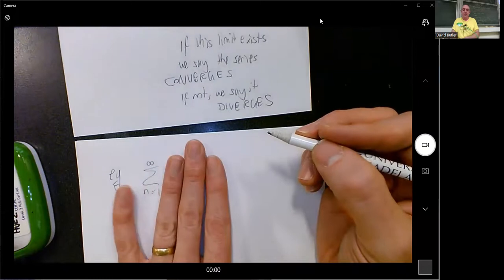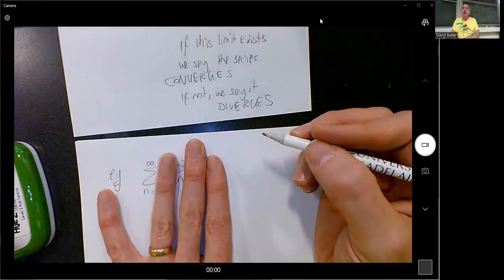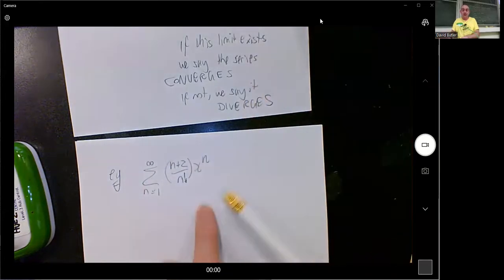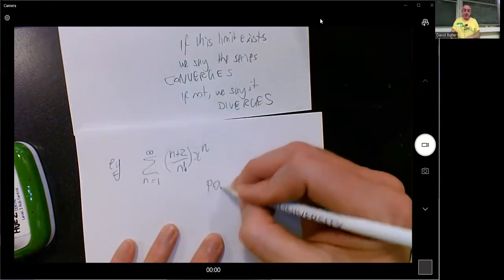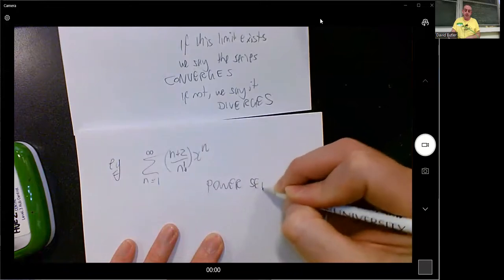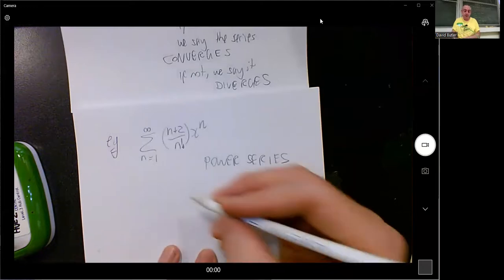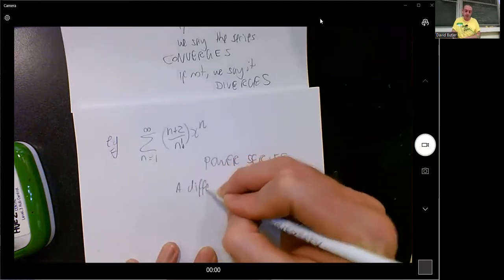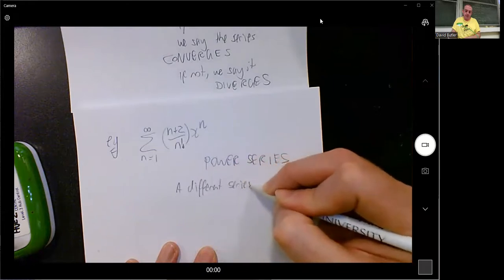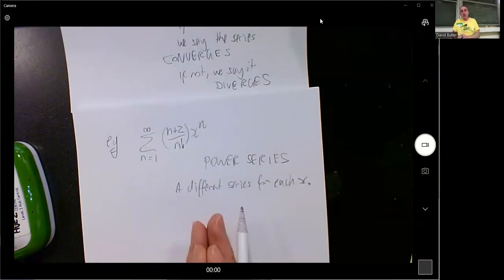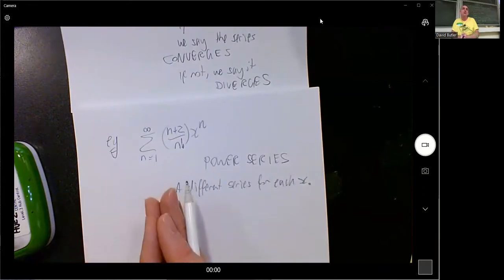When x is 0, I just get the series that's a sum of infinitely many zeros. When x is 1, I get the series which is the same as the one I had before. When x is 2, then I get whatever I get. And so this is called a power series. It's basically different series for different x's. And so I can ask myself, which x's make it converge and which x's make it diverge?